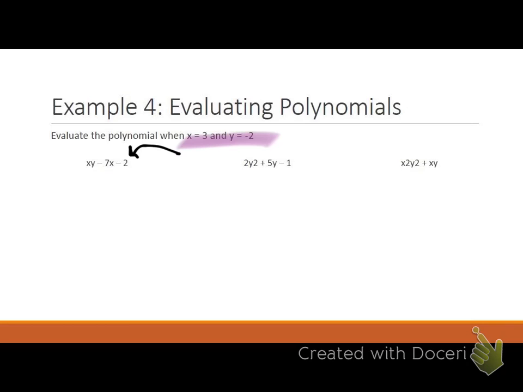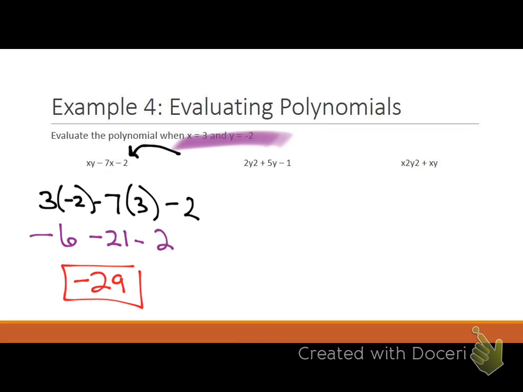So 3 times 3 times -2 minus 7 times 3 minus 2. I just make my substitutions. All right, go ahead and solve that. All right, once I multiply, what do I get? -29. -6 minus 21 minus 2 is -29. All right, let's do the next one.